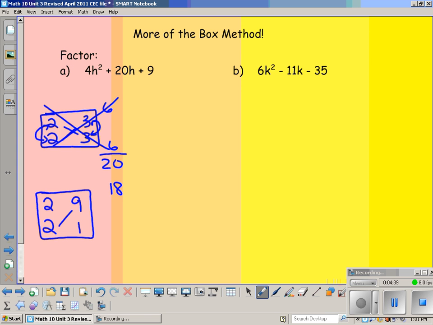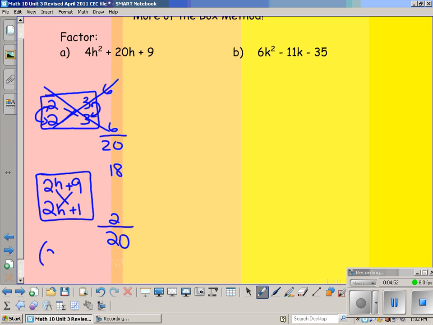2 times 9 is 18. 2 times 1 is 2. They do add up to 20. I'm dealing with h's. Both of these stay positive. So my factors are 2h plus 9 and 2h plus 1. And again, we could multiply this out and see if we get the original polynomial to make sure we have done it correctly.